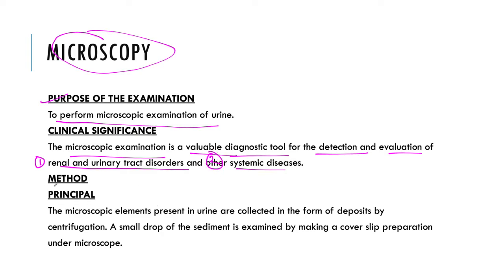The first one, what is the method? What is the principle of the method? If microscopic elements are present in the urine, they will be collected in the form of deposits by the centrifugation process, because you have to collect the urine sample in a test tube, and if you do the centrifugation, then what will happen? The deposit will be here and the supernatant liquid part will be here. So you have to collect the deposit part, and you have to take a small drop of sediment.